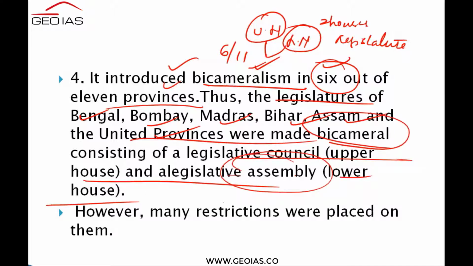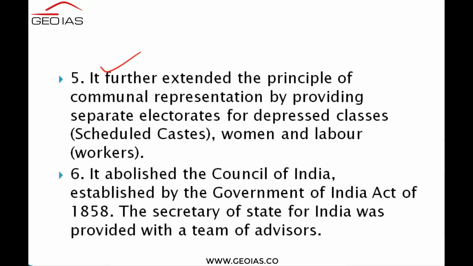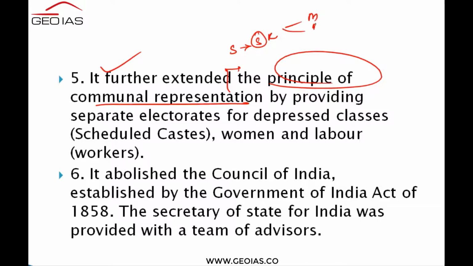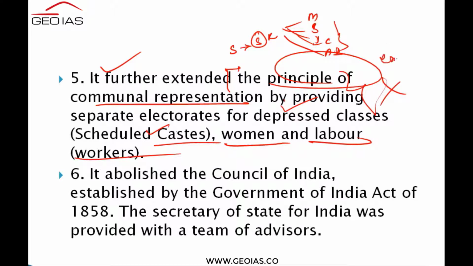However, many restrictions were placed on them, and it further extended the principle of communal representation. So some section of the people can vote for some section of representatives. Earlier it was given for Muslims, Sikhs, Indo-Christians, Anglo-Indians, and other people. Now it was extended even to depressed classes like scheduled castes, women, and labor also, but this provision was never implemented in India.